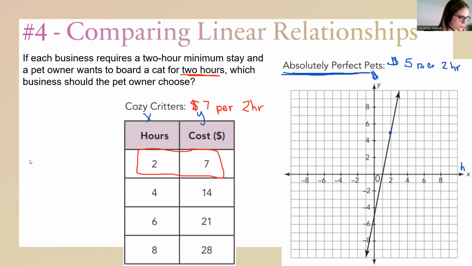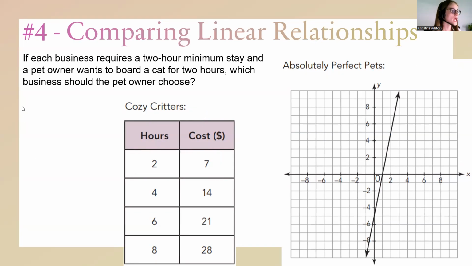So if we just clear all this temporarily to make a little bit more room, if we want to find our unit rate, we want to find our slope here when we have a table. Remember, you take your change in Y. So the difference between 7 and 14 is 7, and then we'll divide that by our change in x. The difference between 2 and 4 is 2. So that would be 7/2 is our slope.